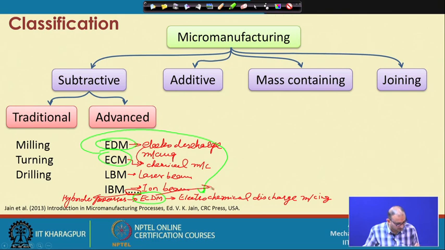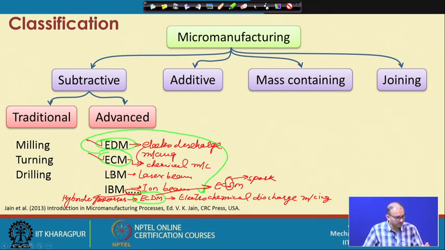This is called electrochemical discharge machining, or there is another name also. This is called ECSM, where S stands for spark. So, electrochemical spark machining. That is also one of the processes by which we can get the advantage of the ECM process as well as the EDM process.